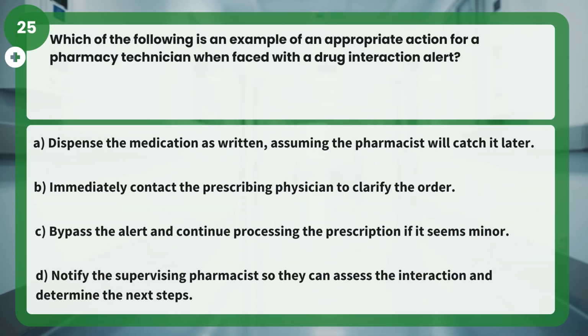Question 25. Which of the following is an example of an appropriate action for a pharmacy technician when faced with a drug interaction alert? A. Dispense the medication as written, assuming the pharmacist will catch it later. B. Immediately contact the prescribing physician to clarify the order. C. Bypass the alert and continue processing the prescription if it seems minor. D. Notify the supervising pharmacist so they can assess the interaction and determine the next steps.